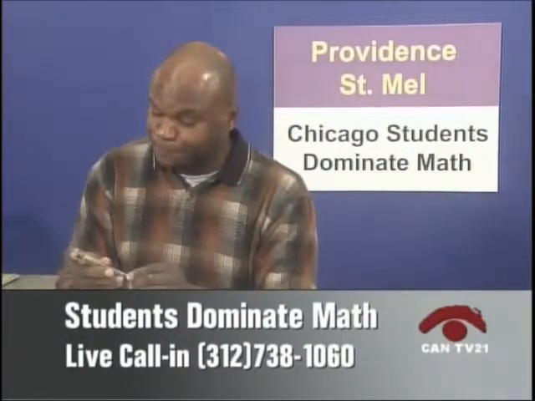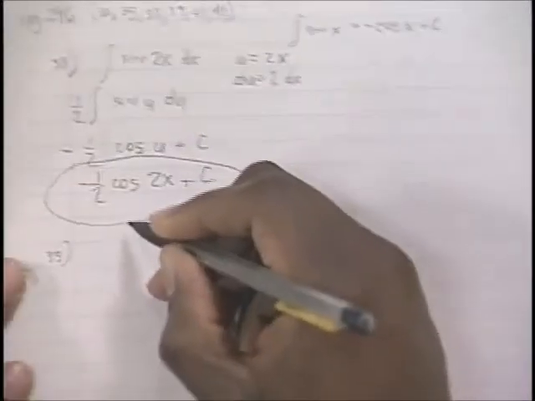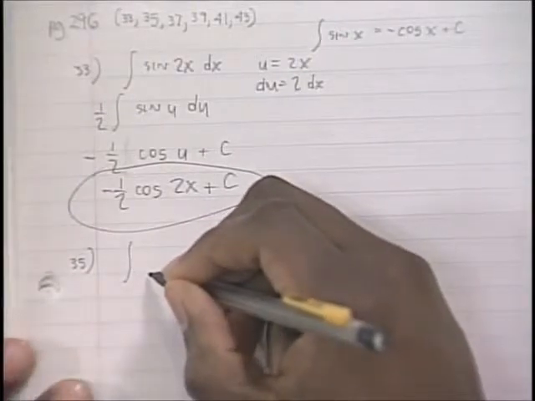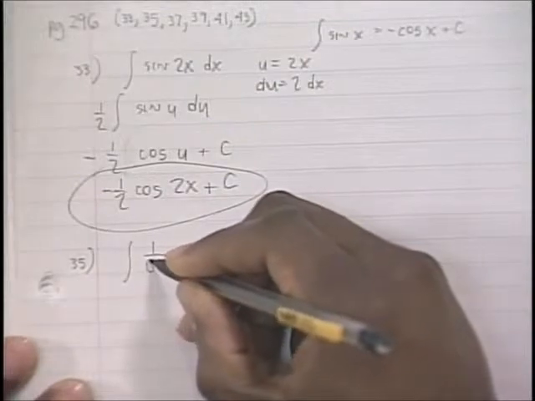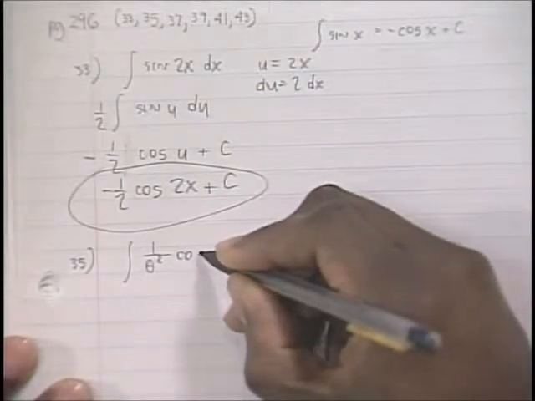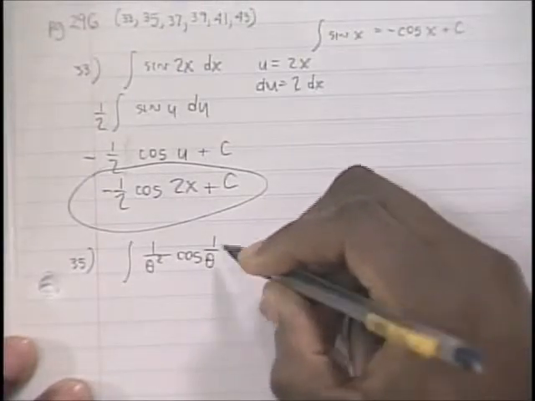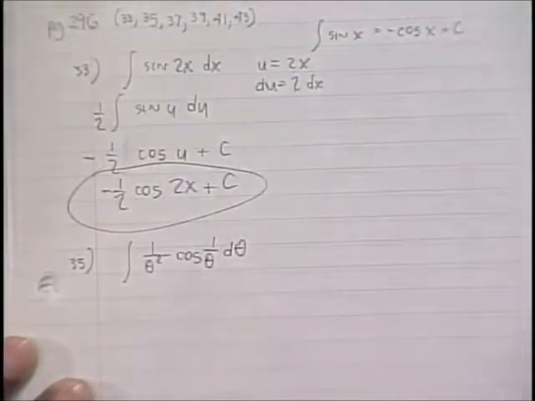Let's look at another one. For number 35, on page 296, the problem is: what's the antiderivative of 1 over theta squared times cosine of 1 over theta, d theta? We want you to take the antiderivative of that.